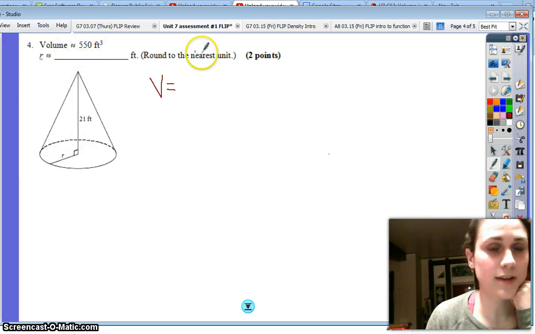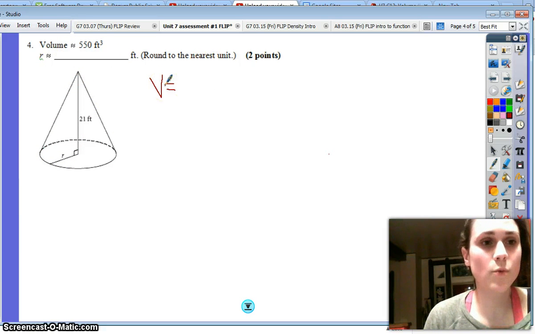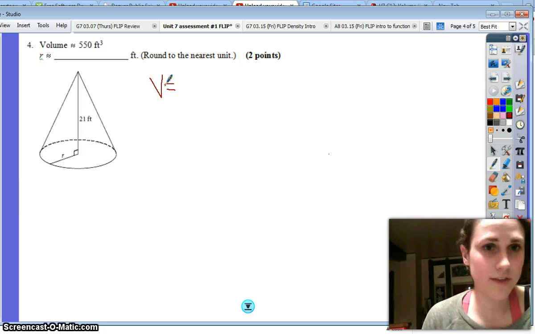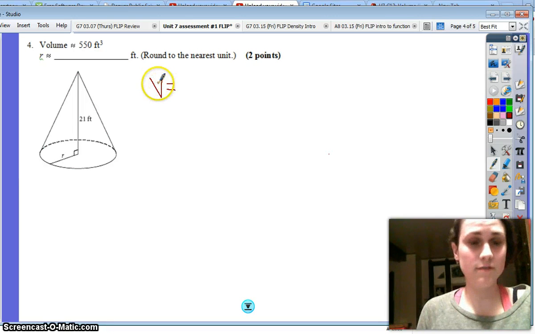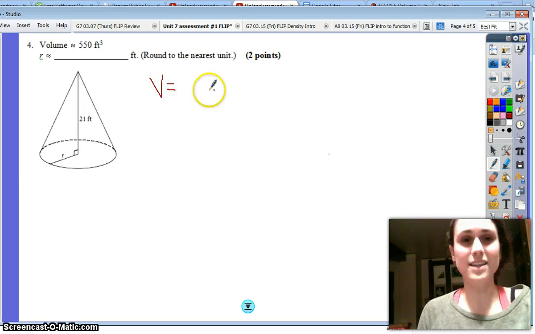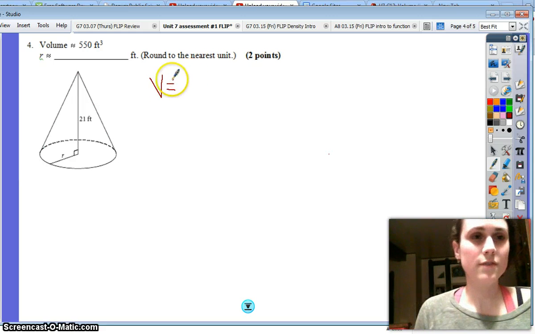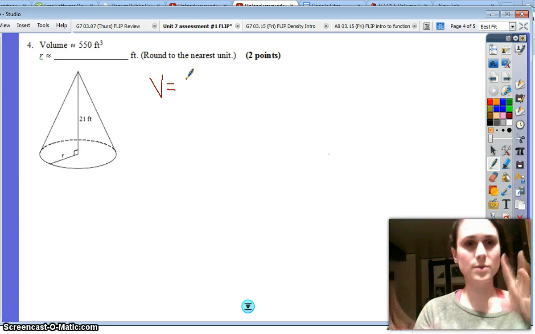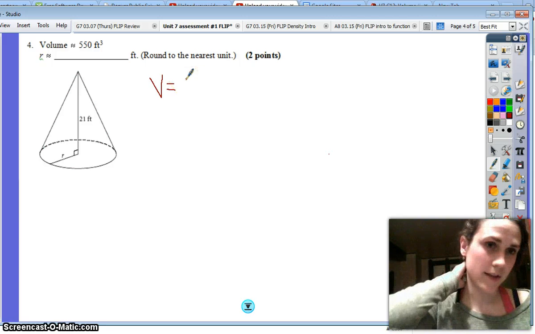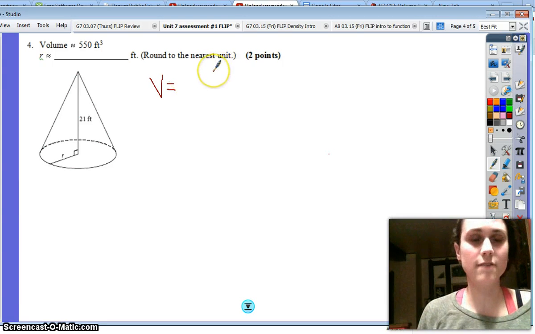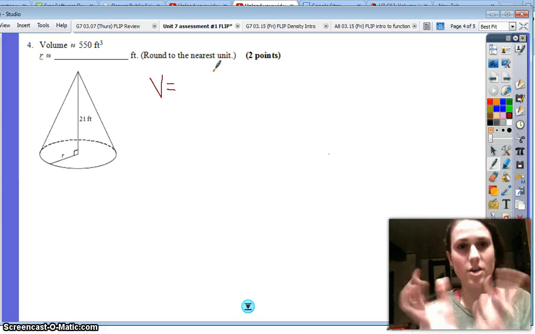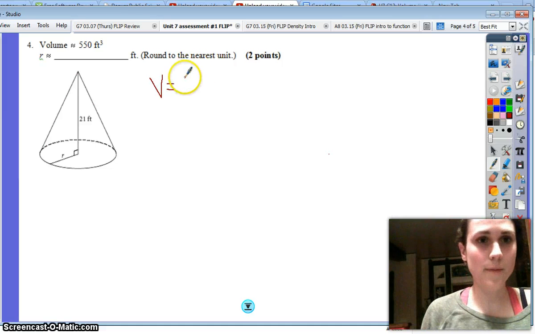So question number 4 is asking us to find the radius of this cone when we're given the volume. Unlike problems where you're given the radius and the height and asked to find the volume, where V, the volume, is already isolated so you don't have to do any algebraic manipulation, for this problem you're going to have to do some massaging and manipulating in order to isolate a variable that's chunked in there with the rest of the values.